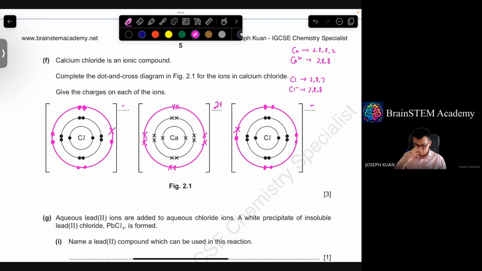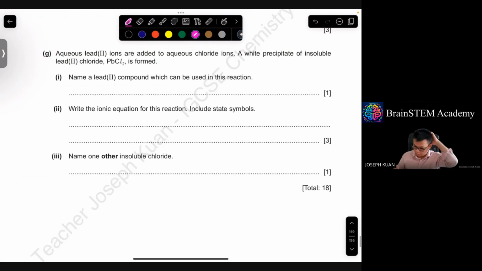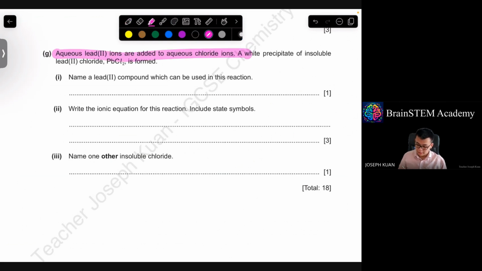Okay, let's move on. Aqueous lead-2 ions are added to aqueous chloride ions. A white precipitate of insoluble lead-2 chloride is formed. Name a lead-2 compound which can be used in this reaction. You want to use a lead-2 compound to make this, so you have to use a soluble lead-2 compound. Popularly, we use lead-2 nitrate. Nitrate salts are soluble, so we like to use nitrate.